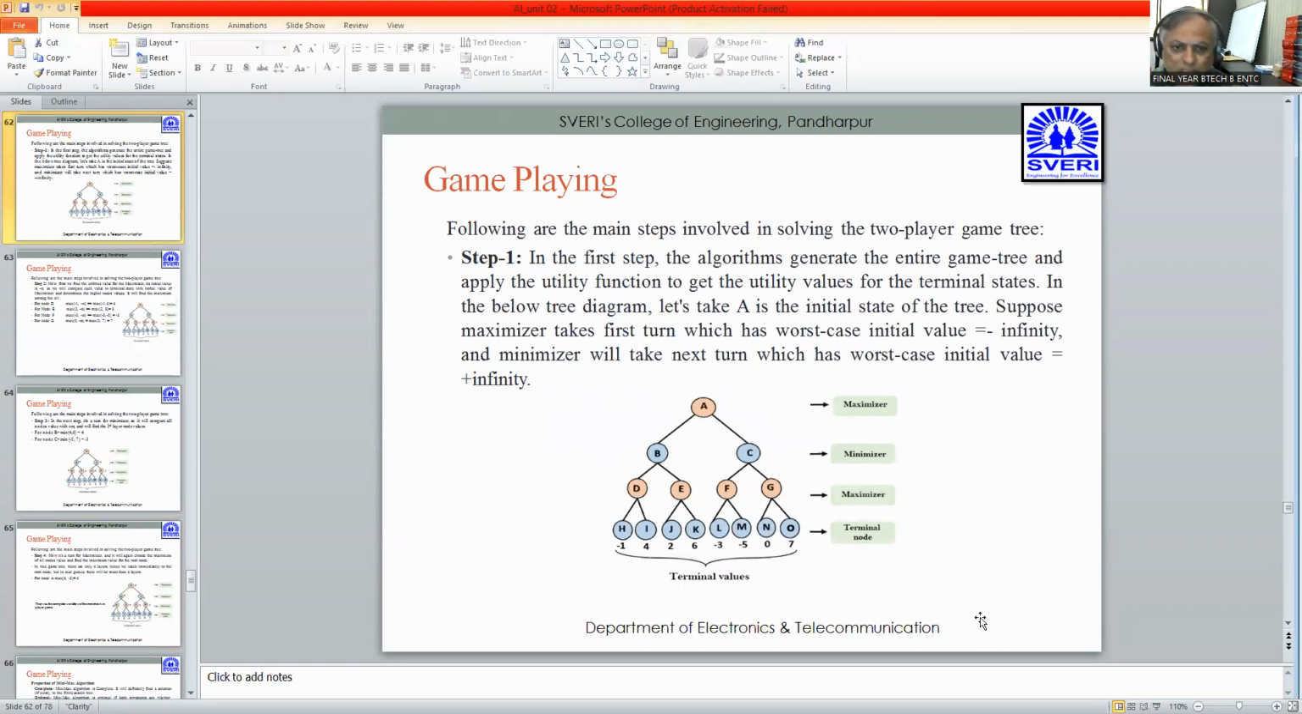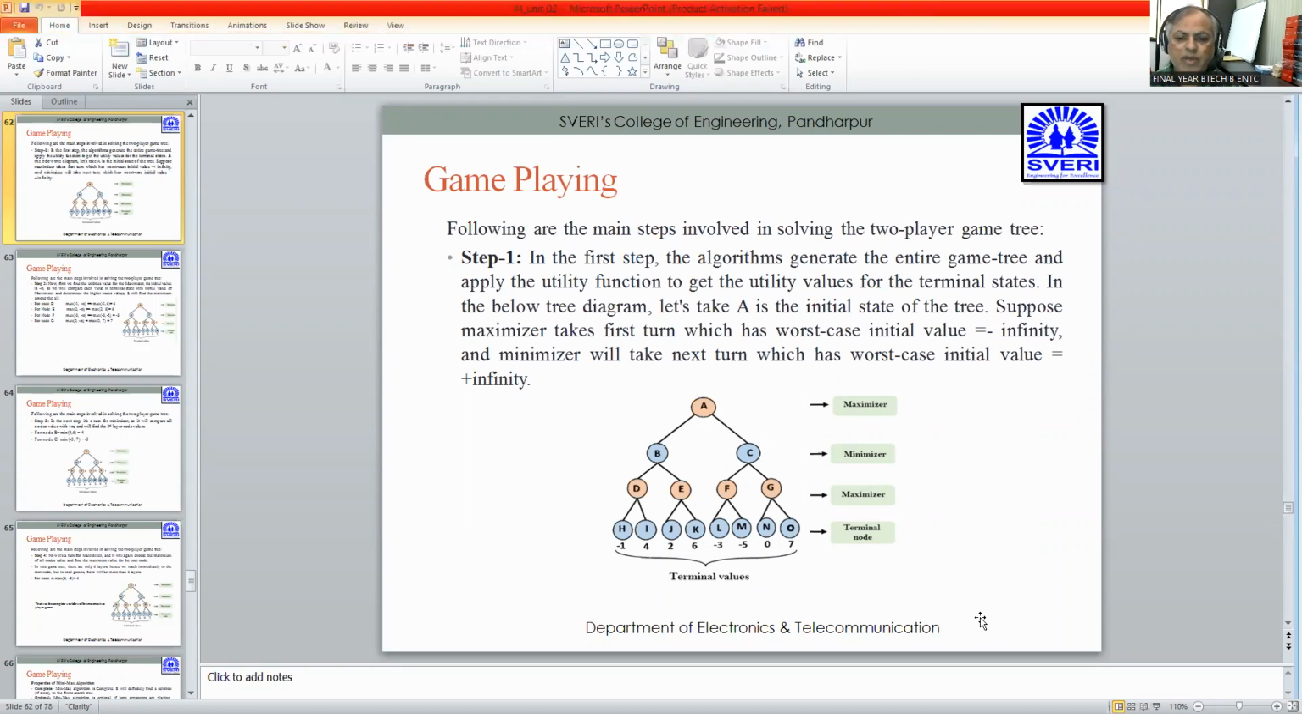Now let us consider the example of a two-player game tree. Let us assume we are playing a game. There are two players in this game, and we will see how these two players are going to play as opponents to each other. With the help of an example, it is always easier to understand. So you can see the tree diagram, which is also called a game tree. There you have A, B, C, D, E, F, G, H, I, J, K, L, M, N, O. Then you have the terminal values also.